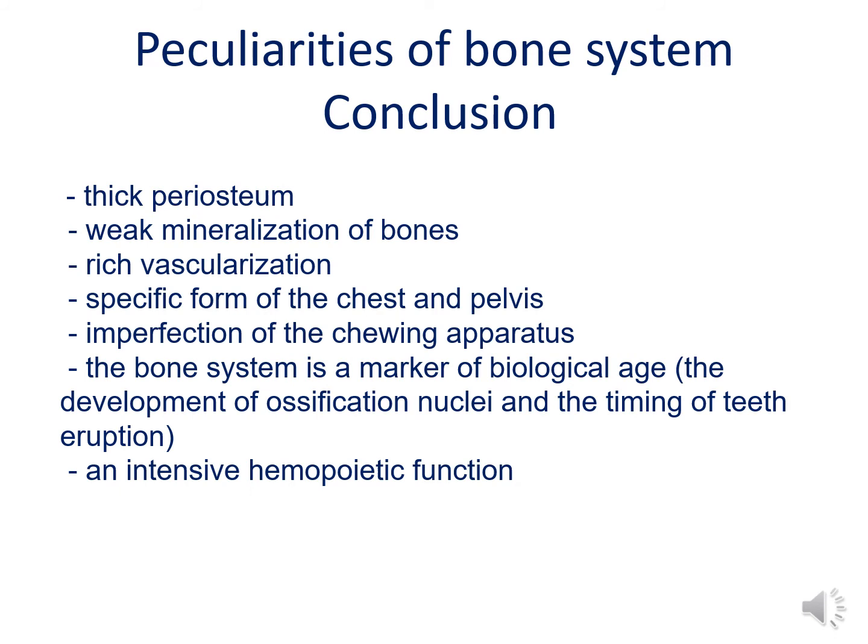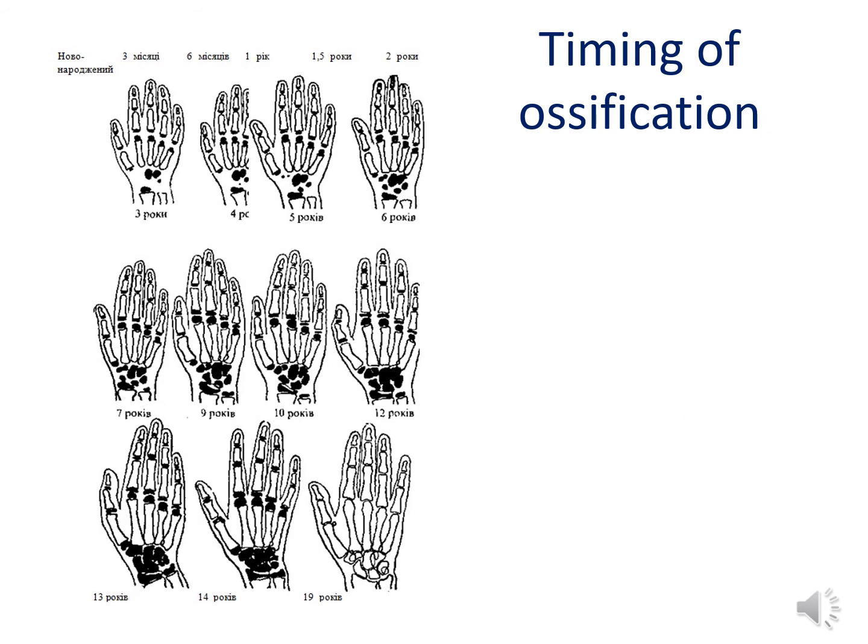Let's summarize what the peculiarities of children's skeletal system are. They have thick periosteum, weak mineralization of bones, rich vascularization, specific form of the chest and pelvis, and imperfection of the chewing apparatus. The bone system in childhood is a marker of biological age and has intensive hemopoietic function. The scheme of timing of ossification is used by various specialists like geneticists, endocrinologists, and so on.